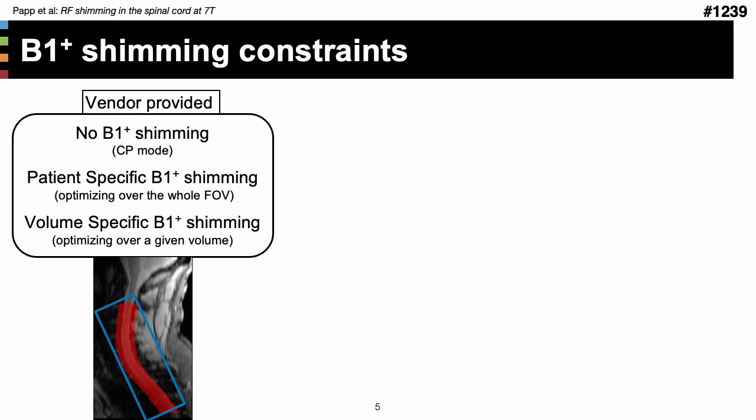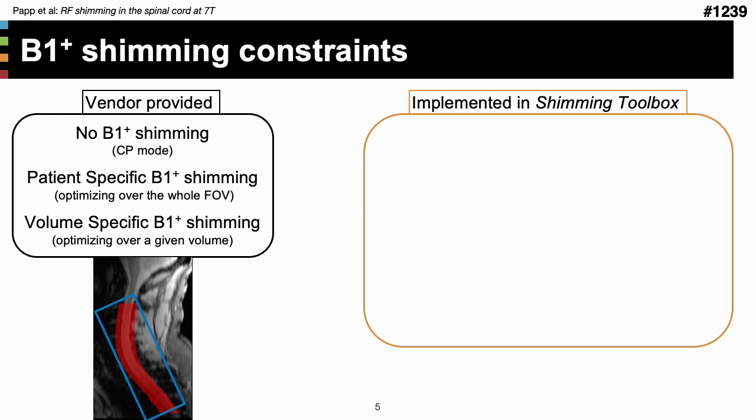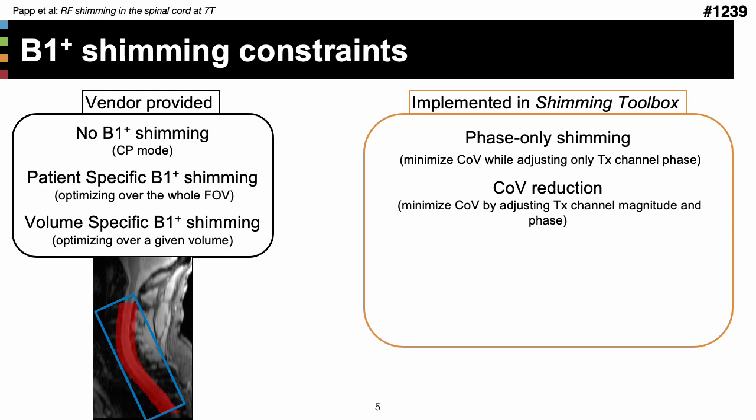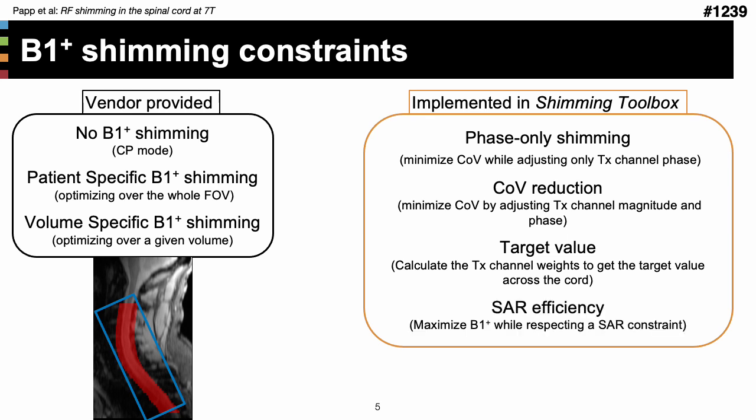I would like to draw your attention to the figure showing in red the spinal cord mask that the shimming toolbox will use to optimize, and in blue the rectangular volume that is provided by the vendor to optimize the RF field. In shimming toolbox, we have implemented 4 approaches. One is to do phase-only shimming. Here we wish to minimize the coefficient of variation within the mask only by adjusting the transmit channel phase. In COV reduction, we allow the algorithm to adjust both magnitude and phase of the transmit channels while minimizing COV. In target, we calculate the shim weights such that the excitation efficiency is a target value across the whole of the mask or the whole of the cord. And in SAR efficiency, we wish to maximize B1 plus while respecting an SAR constraint.